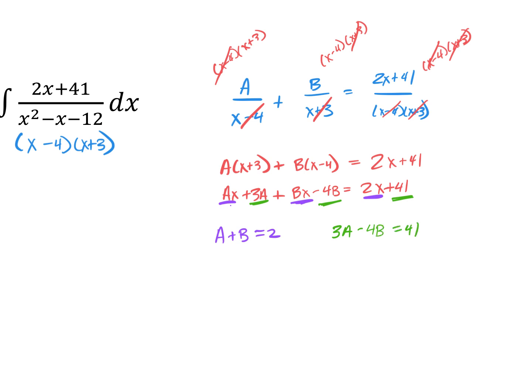From here, you can solve this system any way you want. What I'm going to do is let a equal 2 minus b, take this a out and put that 2 minus b in its place, and just bring everything else down. Here, we're just algebraically solving the system.